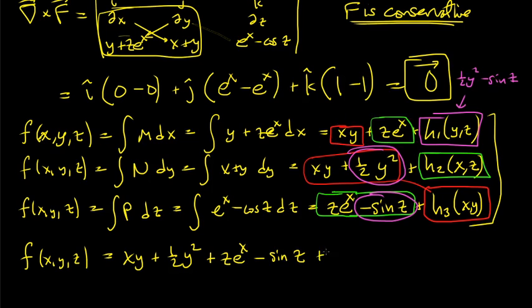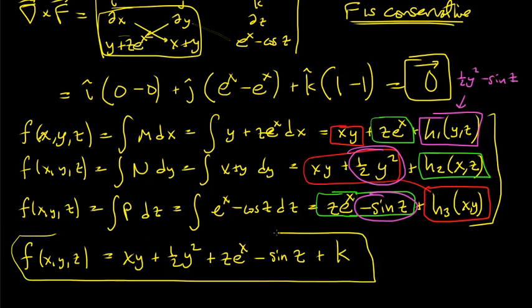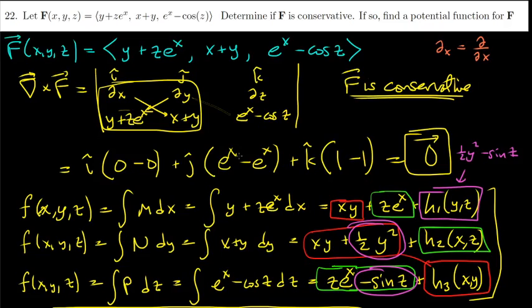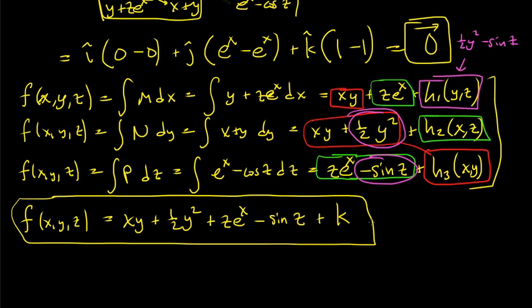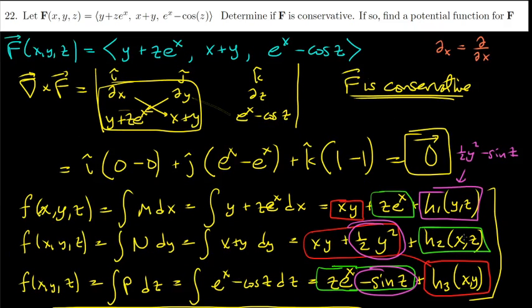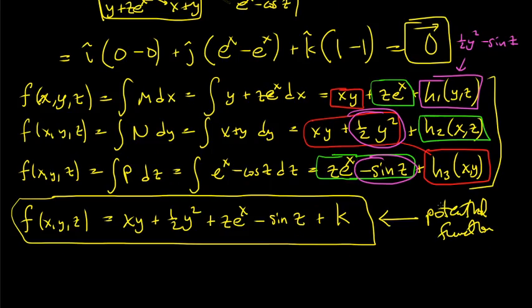Again, don't forget your constant k. You can use c in this case because there's no curve here. So, yep, we took the curl, we got 0, the 0 vector, so we knew it's conservative, so we know there has to be a potential function, and this is it right here. That's our potential function. Right. And so that's it for number 22.